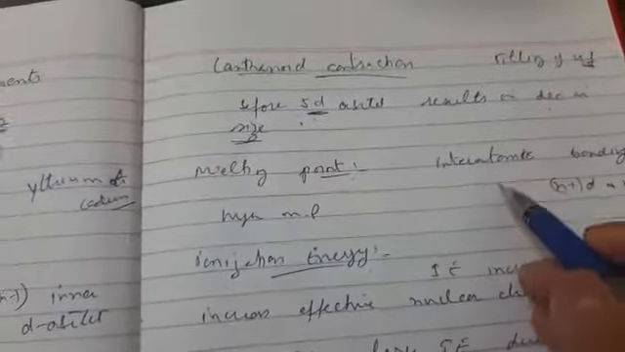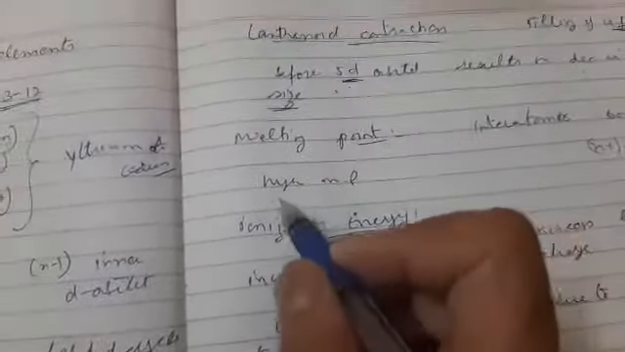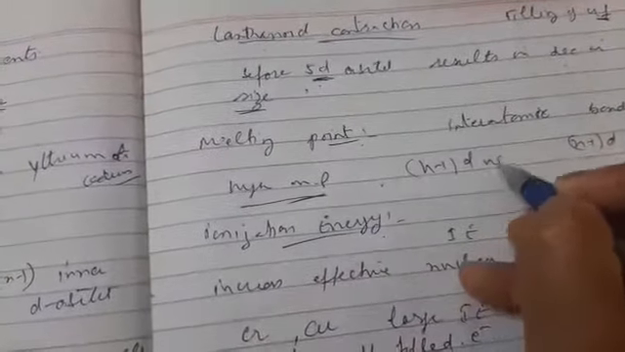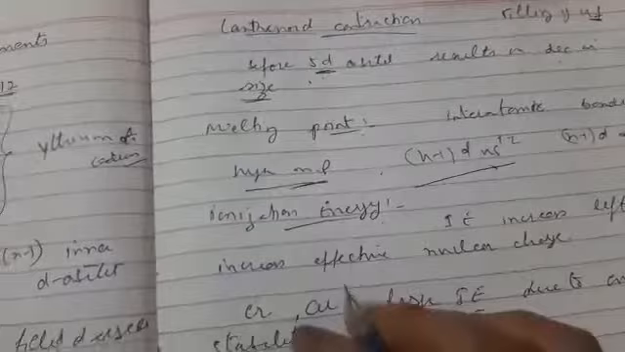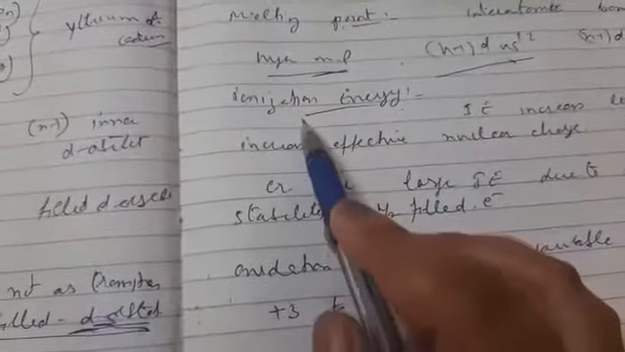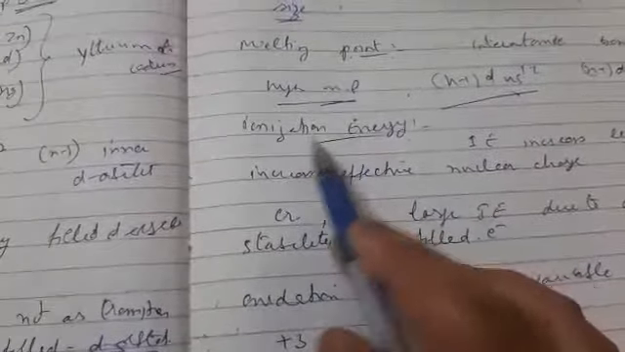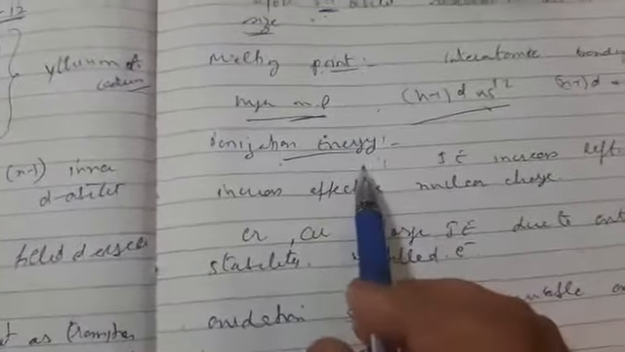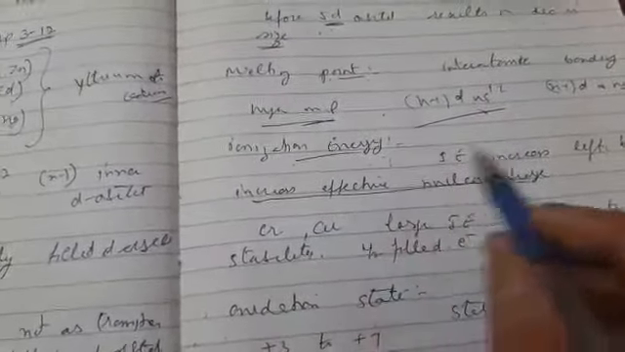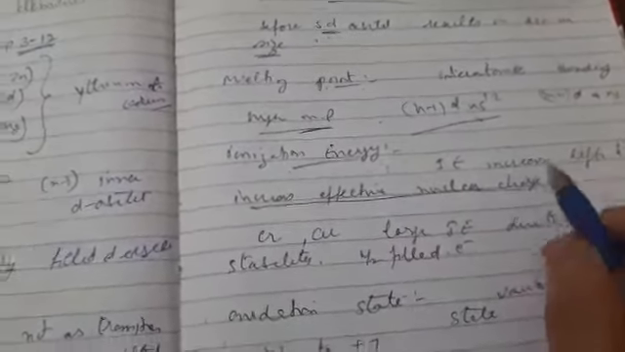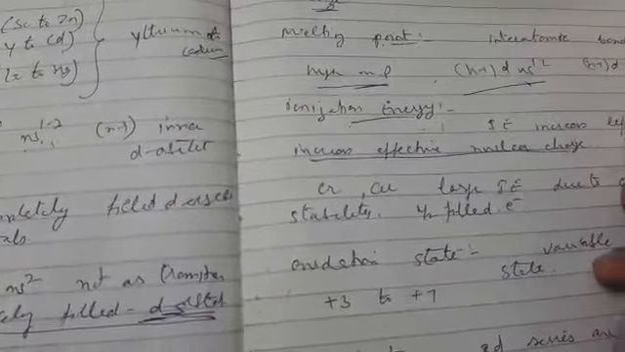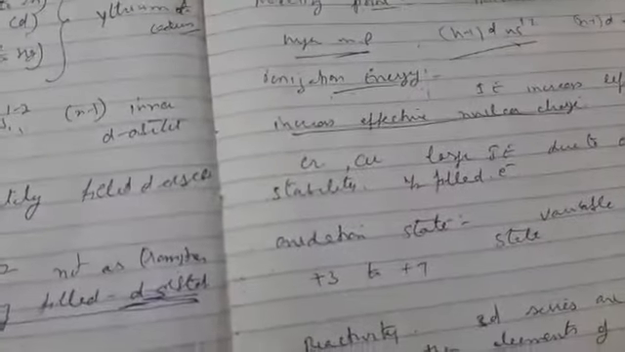Melting points: generally their interatomic bonding is high, and they have high melting points. This is also due to the (n-1)d and ns 1 to 2 electronic configuration, which adds to the increase in melting points. Next is the ionization energy. As they have a more effective nuclear charge, their atomic size is small. It means their ionization energy is high, because the effective nuclear charge is more and size is small.